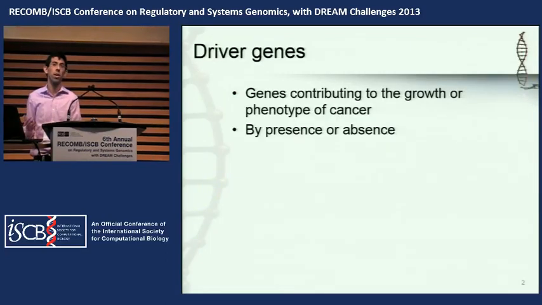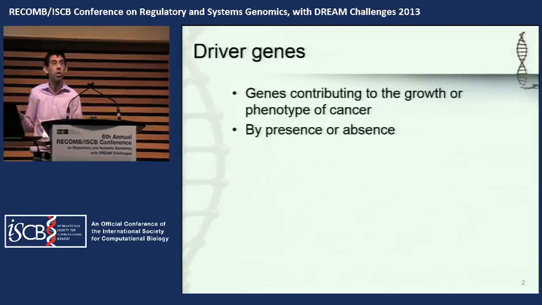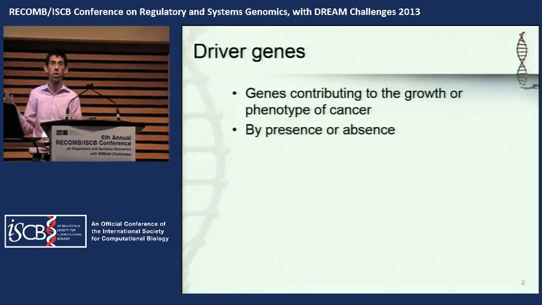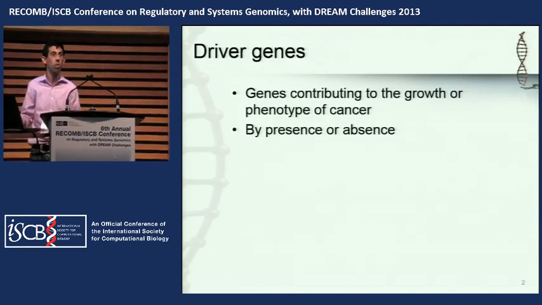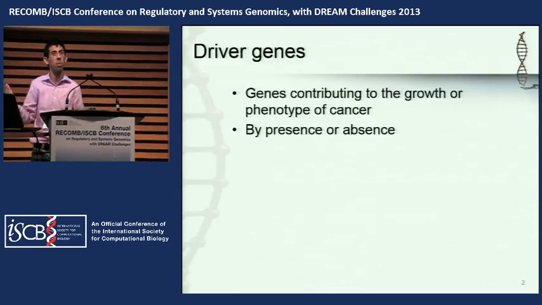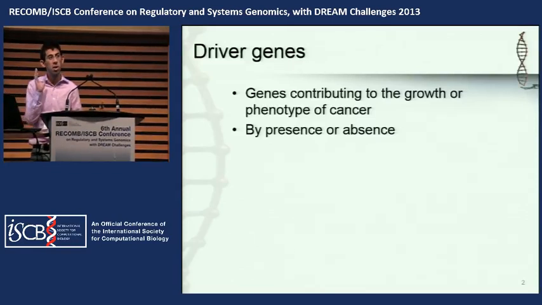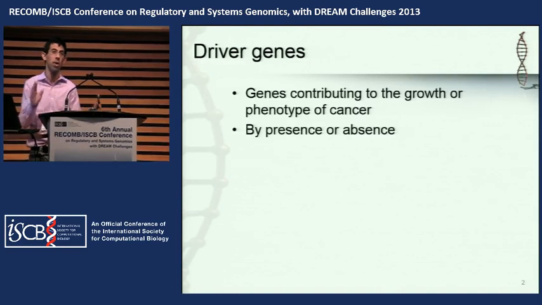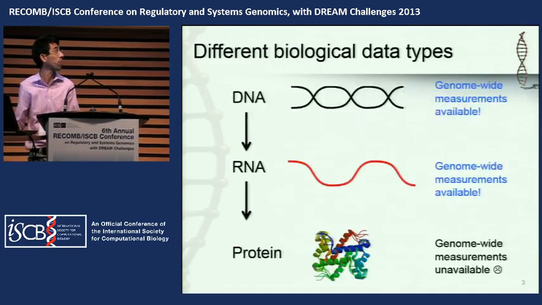So one thing I want to start with is a definition. When I say driver genes, I mean genes contributing to the growth or phenotype of cancer, either by presence, usually oncogenes, or by absence, usually tumor suppressors. I'm not going to distinguish between initiators and maintainers. I know that a lot of people have a lot of definitions, and it's good to focus on what I mean when I say that, just when I start.